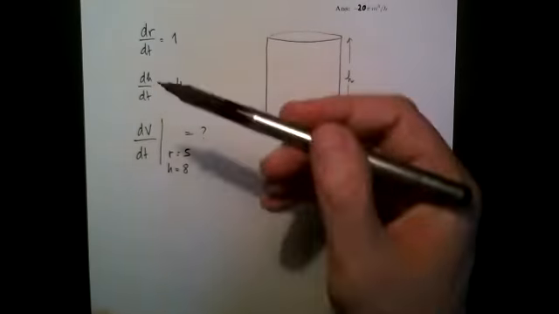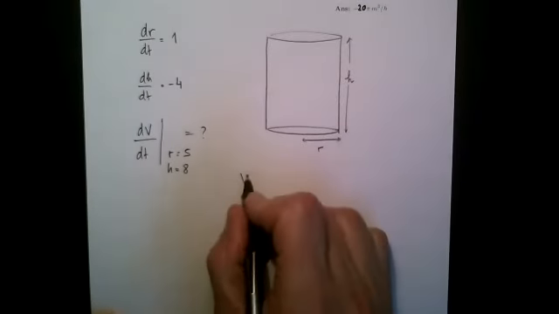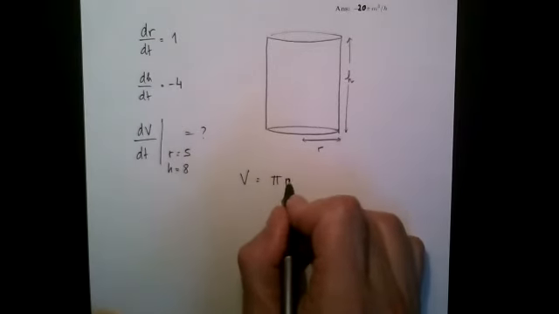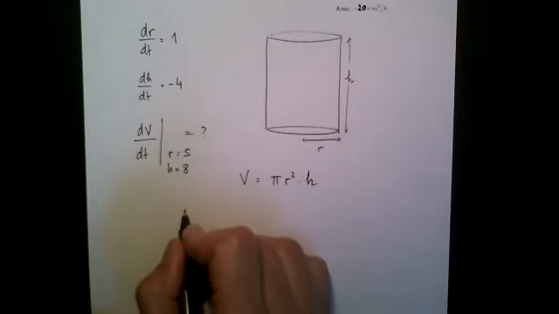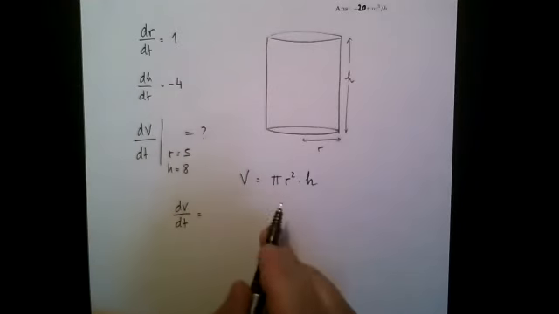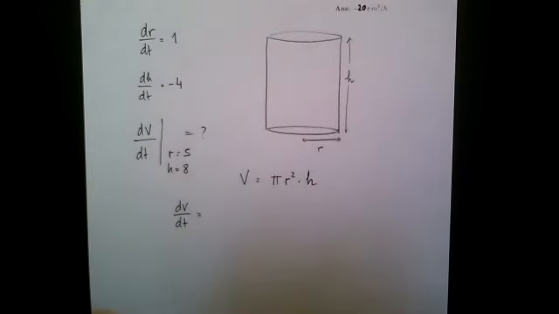Okay, so the relation between volume, height, and radius. V is the area of the base times the height. And now I'm going to do the derivative. So dV/dt is equal to... now you have to be careful because there's a multiplication, right? So you do the product rule.